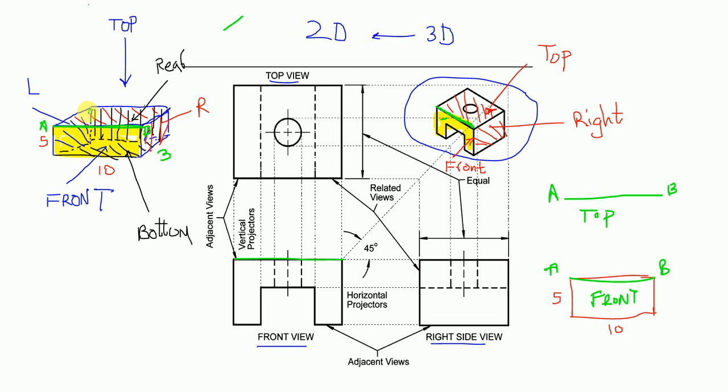So if I'm looking from the top, what can I see? I can see 3, I can see 5. Can I see how high it is? I can see 10 from the top. I'm looking. Can I see the height? I cannot see it, isn't it?